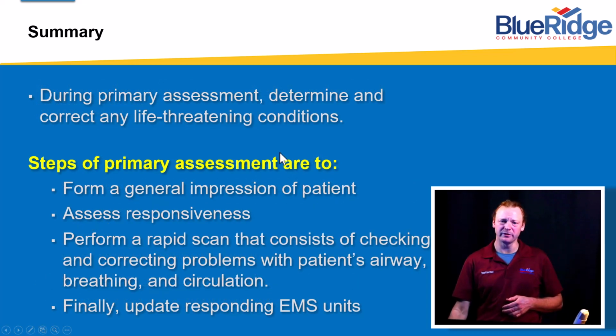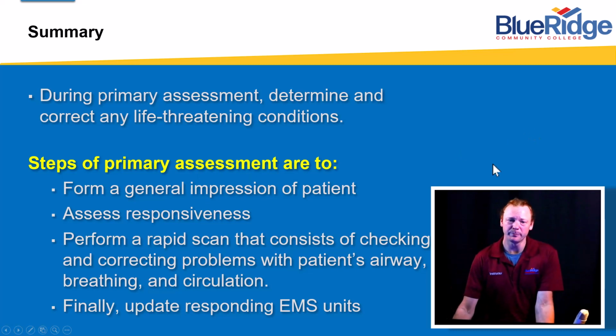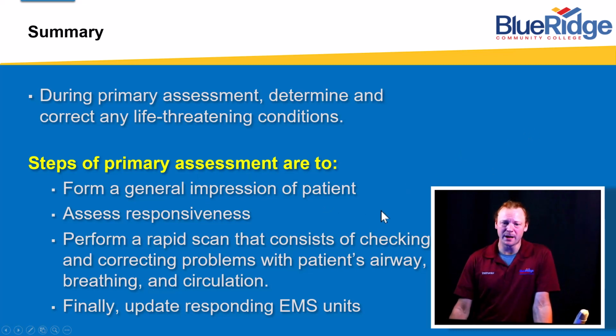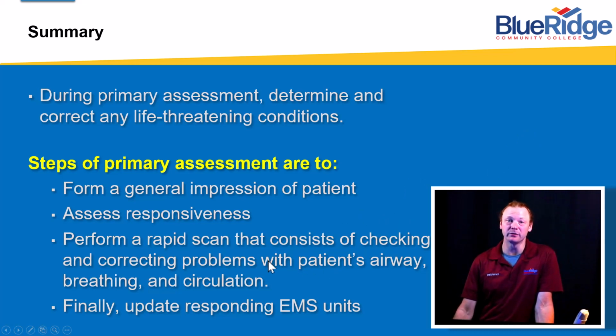During our primary assessment, we determine and correct any immediate life threats. Steps for the primary assessment: remember, we want to perform a general impression, assess our responsiveness, perform a rapid scan, check and correct any immediate life threats for the airway, breathing, and circulation, and then finally update responding units.